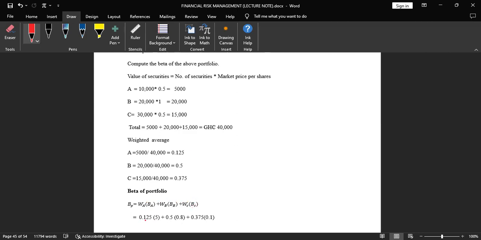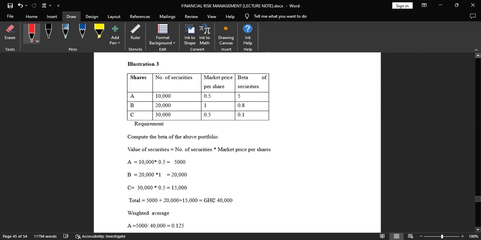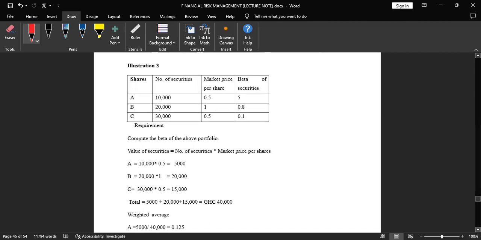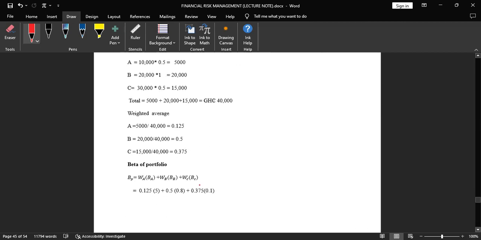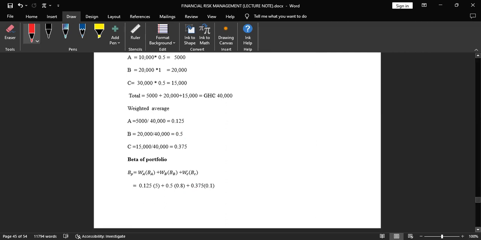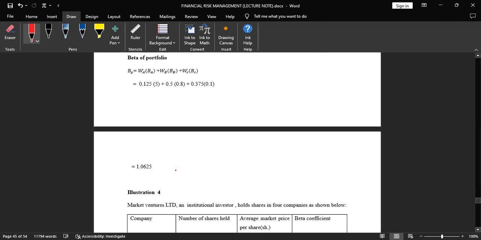The weight of A we got is 0.125, and the beta in the question is 5, so multiply it by that. In the same way for B, the weight we got was 0.5, then the beta is in the question, take it. Then the weight we got for C is 0.375, and the beta is 0.1. So at the end of the day, that is what we got.